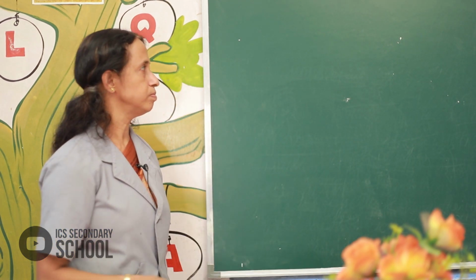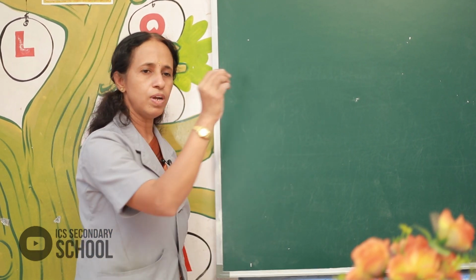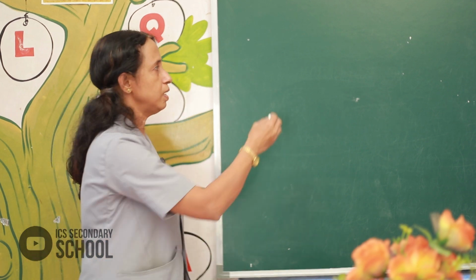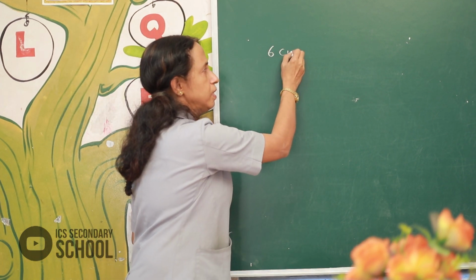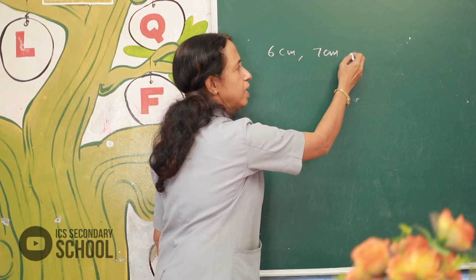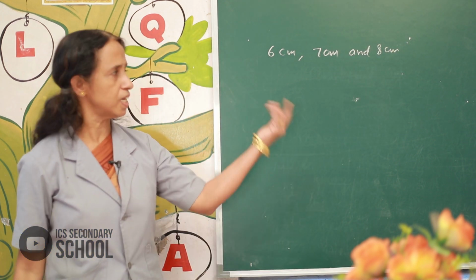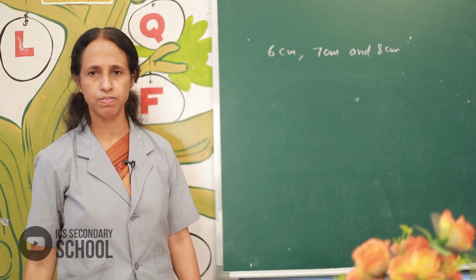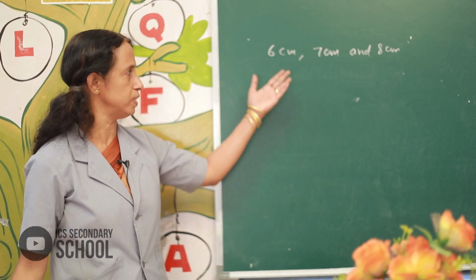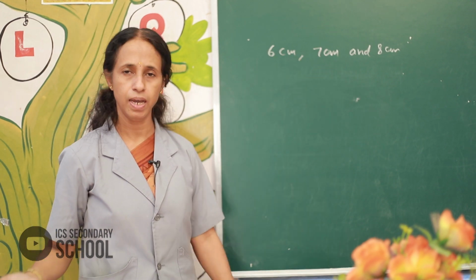Another triangle. Draw a triangle of sides 6 centimeter, 7 centimeter and 8 centimeter. We can draw these triangles in different ways. 6 centimeter, 7 centimeter, 8 centimeter.